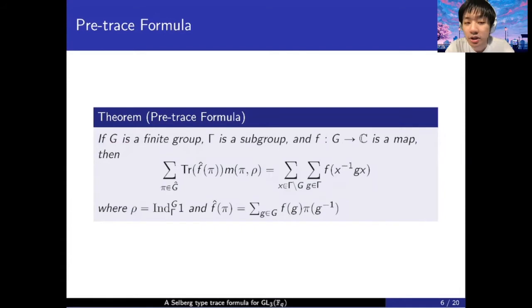For any finite group G, which can be non-abelian, and gamma a subgroup of G, and any map f from G to C, we have that the sum over pi in G hat of trace of f hat of pi times m of pi rho is equal to the summation over x in gamma mod G of the summation over g in gamma of f of x inverse g x, where rho is the induced representation of the trivial representation. And f hat of pi is defined to be the summation over g in G of f of g times pi of g inverse. Here, pi in G hat means pi runs through all the inequivalent, irreducible unitary representations. We will later use an analog of this pre-trace formula in our research, and we'll talk about that later.